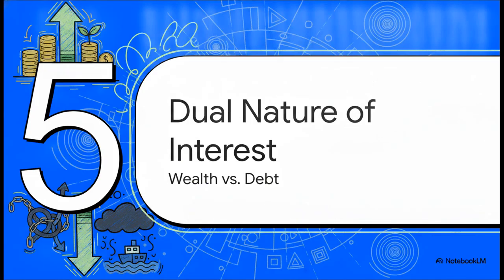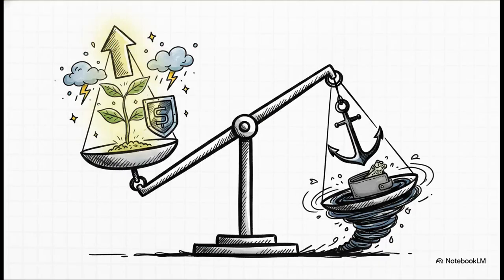Because this math is so undeniably powerful, it can definitely be a double-edged sword. Section 5. The dual nature of interest. Wealth versus debt. You see, the formula itself is entirely neutral, but its real-world impacts depend completely on whether you're the depositor or the borrower.